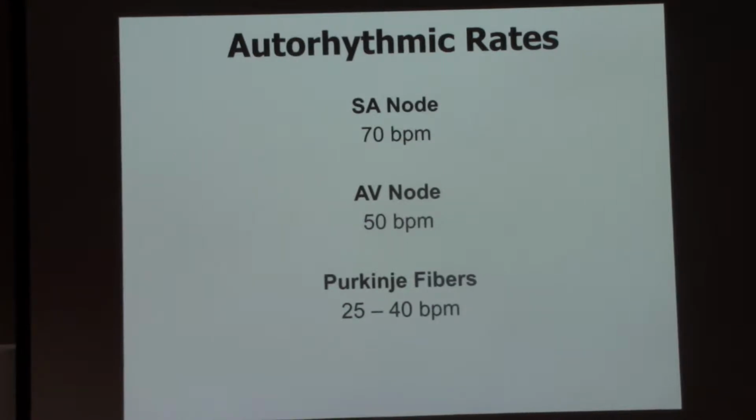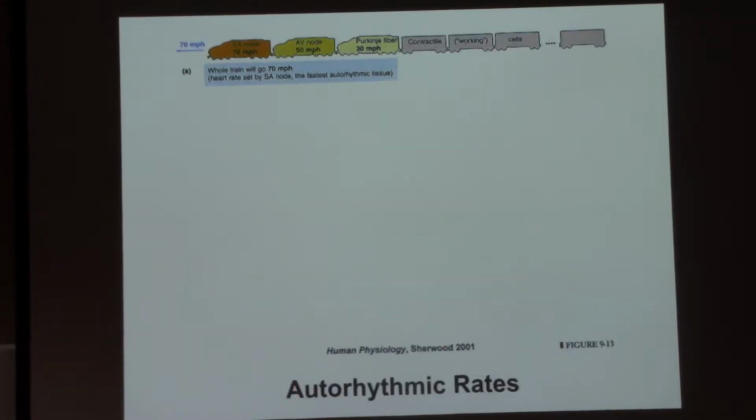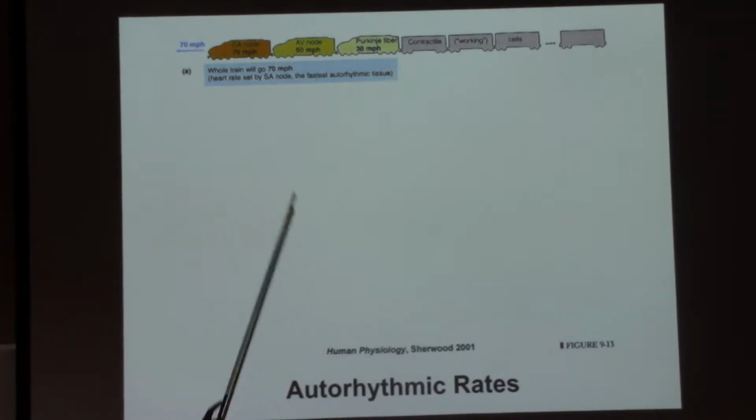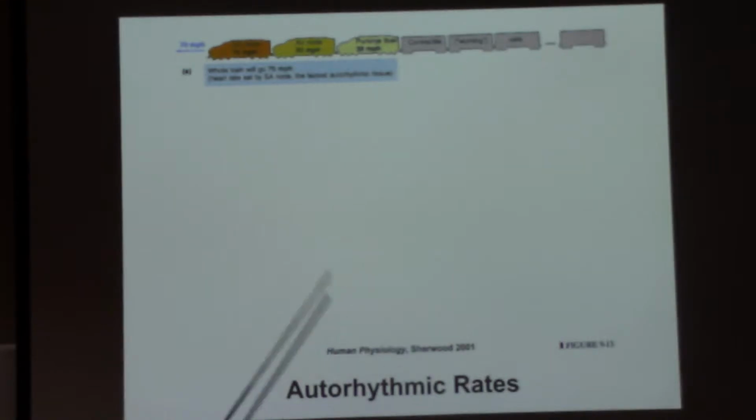So there's an analogy we can think about: trains. Let's say we've got our train with lots of cars here, and we've got 3 locomotives tied up to this train. The locomotive in the front represents the SA node. And let's say it likes to travel at 70 miles per hour. That's a fast train. The AV node, let's say, on its own, travels at 50 miles per hour, and the Purkinje fiber is at 30 miles per hour.